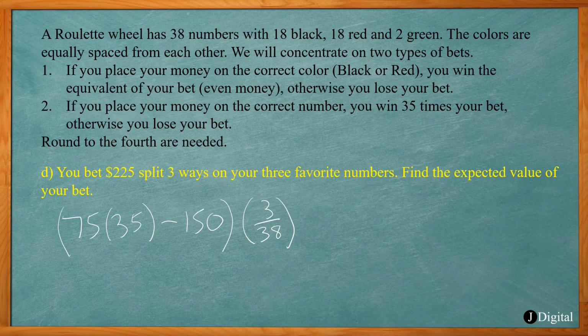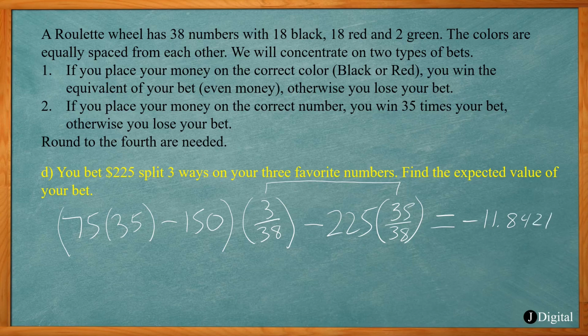Now if I don't land on any of those 3 numbers, I'm going to lose the whole 225. That's going to be a 35 out of 38 chance. So that's just 38 minus 3. And basically all these probabilities added together are going to add up to 1. Alright, so I put this in the calculator. So it's going to be negative 11.8421. Alright, so again, I'm going to lose. It's going to be $11 and about 84 cents, or negative 11.8421.